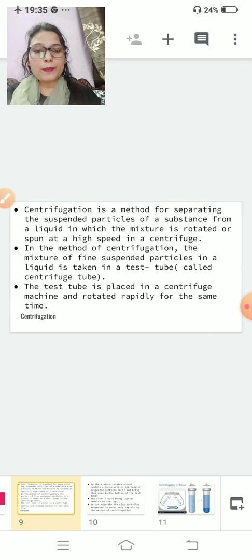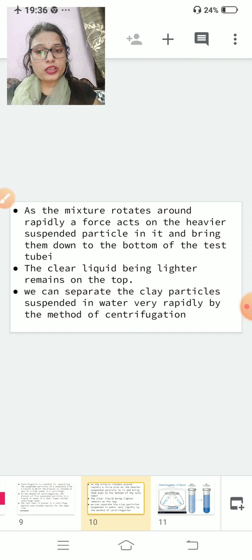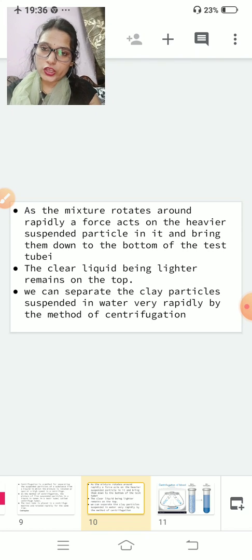Clear? So, in the method of centrifugation, the mixture of fine suspended particles in a liquid is taken in a test tube, and that test tube is also known as the centrifuge tube. What you will do, you will take the mixture in a centrifuge. The test tube is placed in a centrifuge machine and rotated rapidly for some time. Now, as the mixture rotates rapidly, a force acts on the heavier suspended particles in it and brings them down to the bottom. I told you the heavier ones settle down and the lighter will come up. The clear liquid being lighter remains on the top. We can separate the clay particles suspended in water very rapidly by the method of centrifugation.